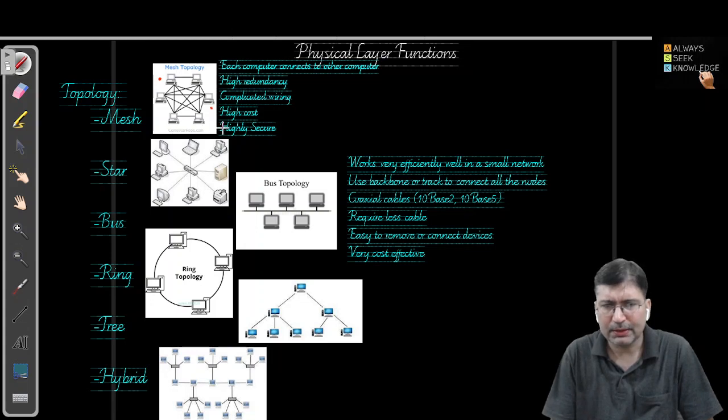So these are a few of the things. And wiring will be complicated. So it is written here: complicated wiring, and the redundancy will be high.